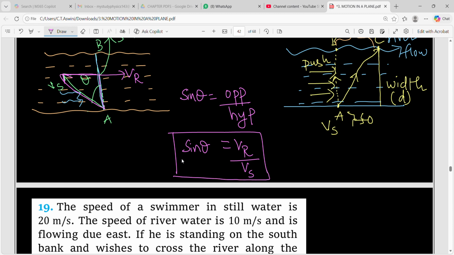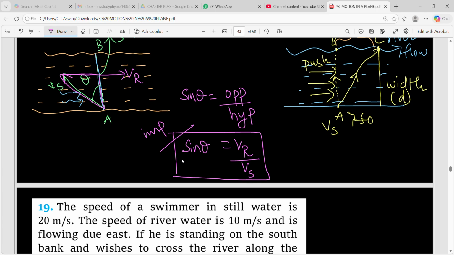Important. If a swimmer has to travel along the shortest path, he has to swim with a certain angle theta from the shortest path. And what is that sine theta? V_R by V_S, velocity of river by velocity of the swimmer. Clear? See, where is that theta? That is also very important.